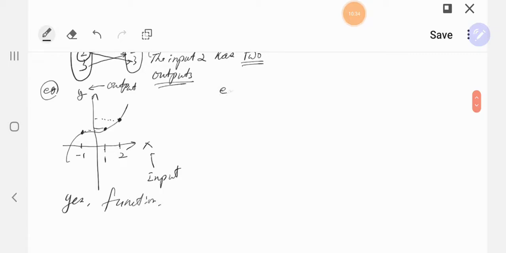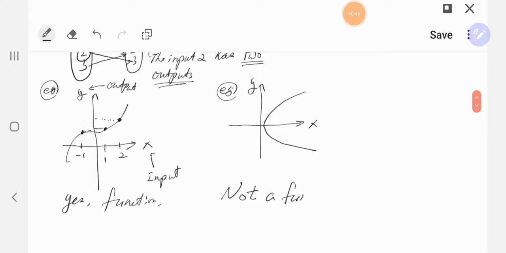How about another example? Here is the x-axis, here is the y-axis, and let's check this graph. Is this a function? No, this is not a function. Why? Look at this. If x equals 1, then there are 2 points on the graph. Let's say this is 1 and this is -1. So if x equals 1, it has 2 outputs, 1 and -1. So it's not a function. Make sense?